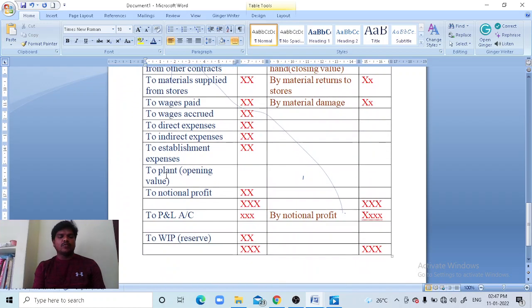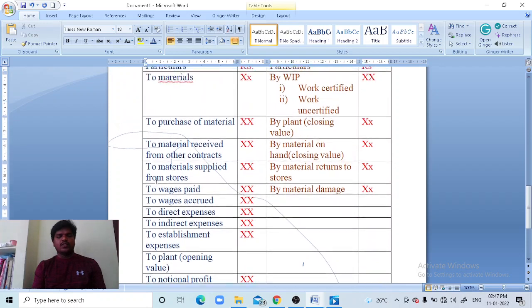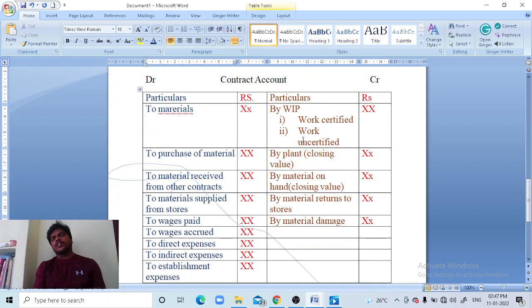After the expenses, we have plant value opening. Plant value means assets. Plant is the asset, not only plant or machinery but also any car, any tractors, any trolleys. Whatever machinery is used at that contract site, we need to take the opening value of that. Opening value, not closing value; we just take the opening value on the debit side. So these are the debit items.